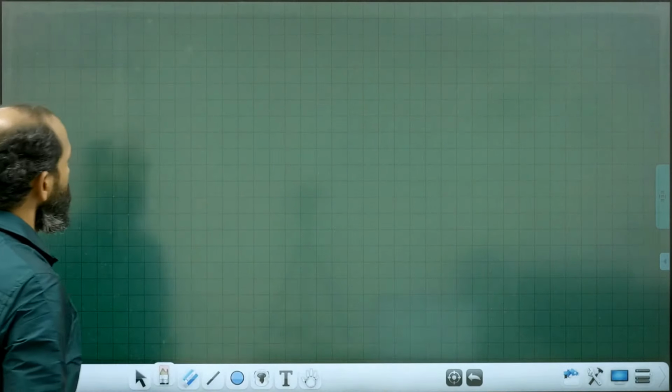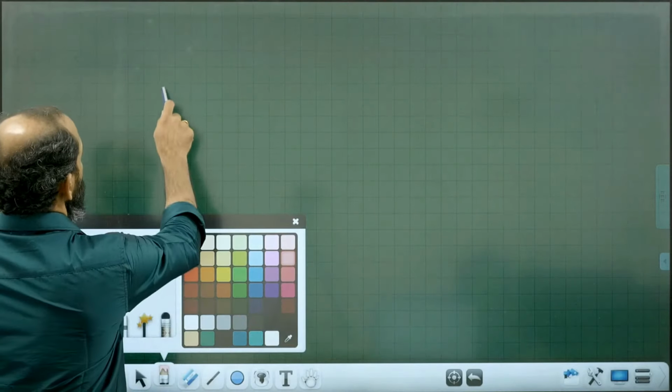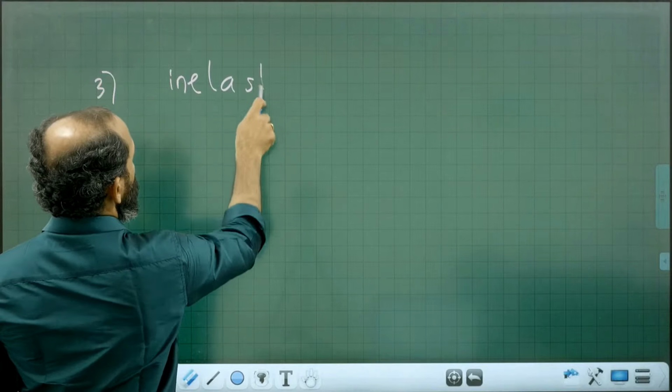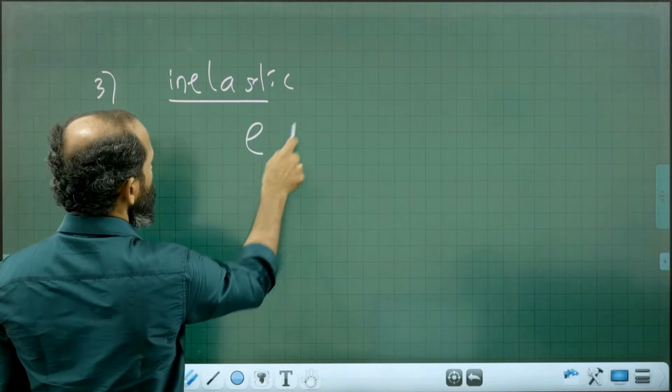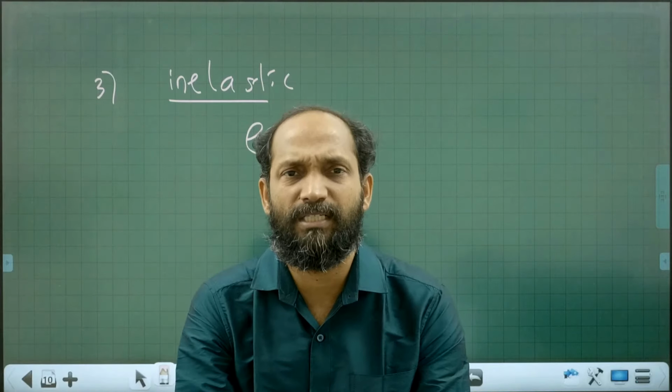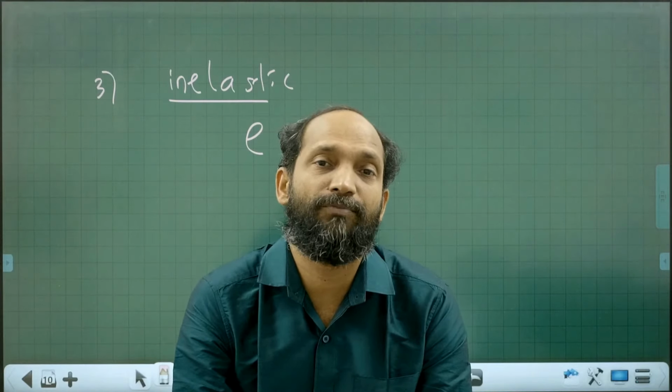Now, if the collision is inelastic, the third possibility, what is the possibility? The restitution coefficient is less than 1. There, kinetic energy before and after is not conserved, but momentum before and after is conserved.